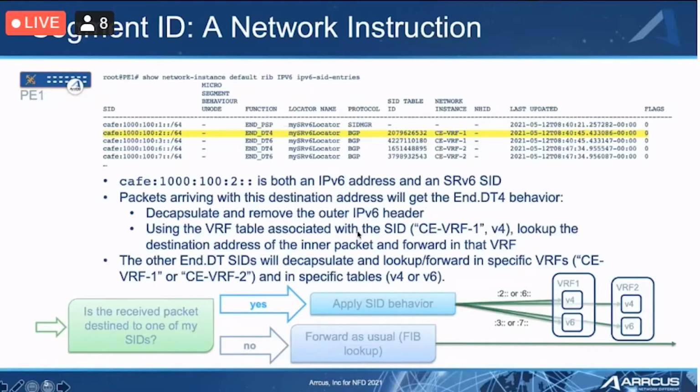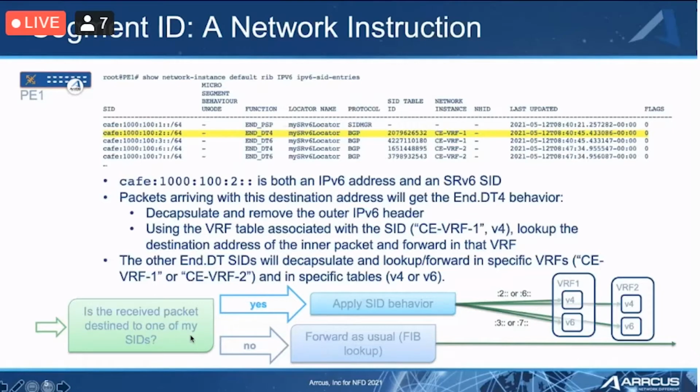So when the packet is received, it will decapsulate and remove the outer IPv6 header. It will use the correct VRF table to look up the destination address of the inner packet and then forward it in that VRF as though it had been in that VRF from the beginning. There are other End.DT SIDs that can encapsulate and do lookup and forwarding behaviors in different VRFs, different tables. And there are also other modes for these that determine where segments are popped, whether there's, in the future, a layer 2 lookup or something along those lines.